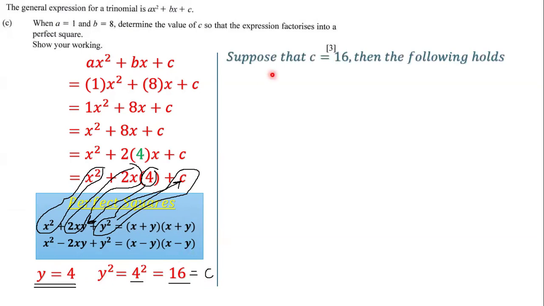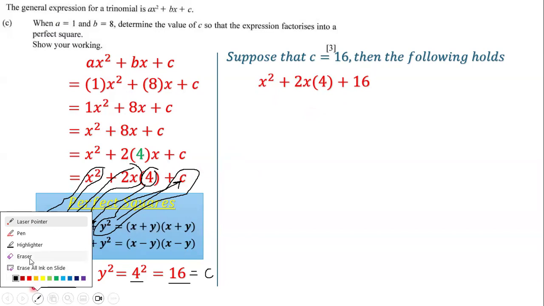And so let's suppose that c is equal to 16. We still have to show that the expression factorizes into a perfect square. So based on our comparison, we suppose that c is equal to 16. It seems like c is 16, but we have to show that if we use 16, then our expression would factorize into a perfect square. And so let's use 16. So if c is 16, that means x squared plus 2x4 plus c will not be c anymore. It will be 16.